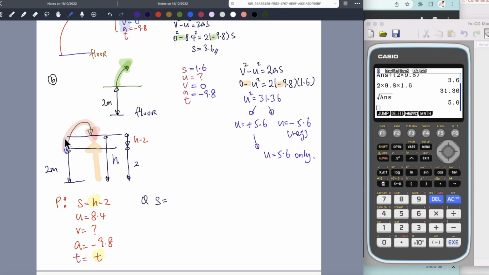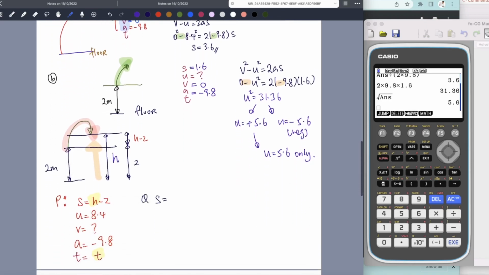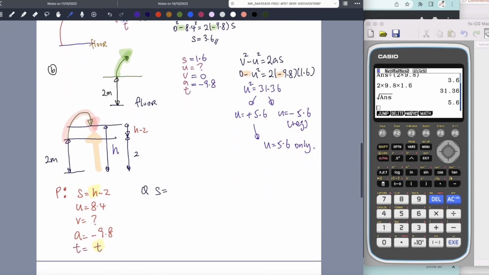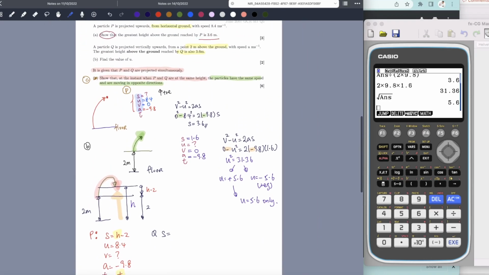So there's two times that P has traveled H minus 2 at that time. But Q would have traveled the entire length. P traveled a displacement of that much. Oh, sorry, P is the one that starts from the ground. I am so sorry. Is that a labeling that I need to change?